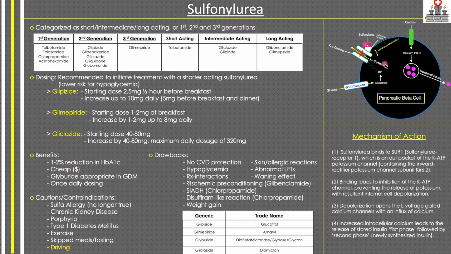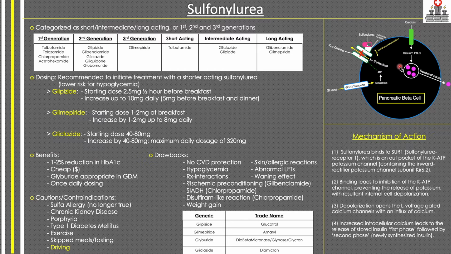Now what happens when there's an intracellular buildup of potassium? There will be a depolarization of the membrane, and as a result of depolarization, this opens up the L-type voltage-gated calcium channel, and calcium influxes or goes within the cell. So again, sulfonylureas block the opening of the potassium channel. Potassium cannot escape. Potassium builds up within the cell, depolarization occurs, and calcium comes into the cell.